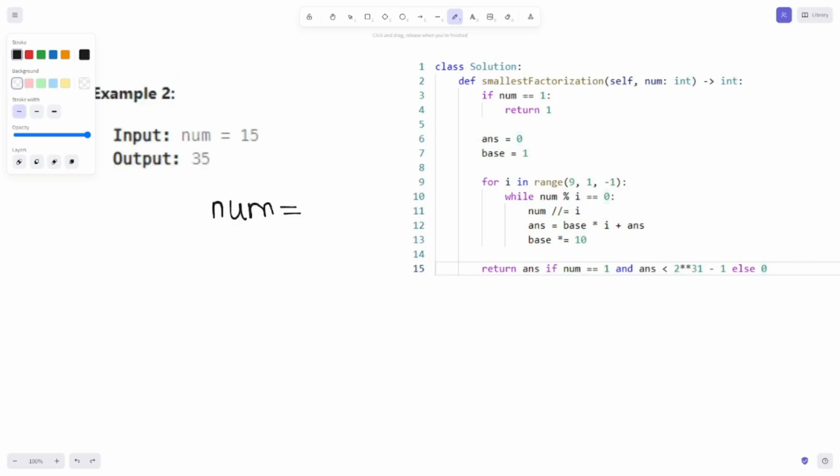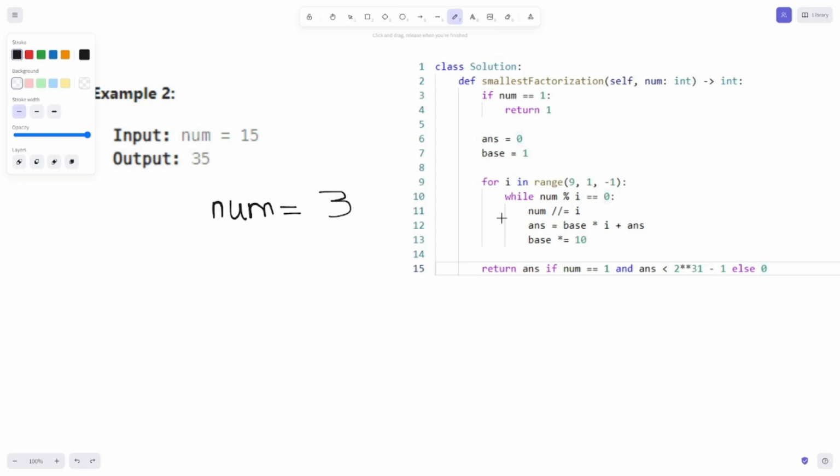Okay, in this second example, we have num is equal to 15. So we first loop then for I in range 9 down to 1, 9, 8, 7, 6, 5, 4, 3, 2, 1, while 15 modulus 9 is equal to 0. This is not true, so we start the loop again at 8 now. Is num modulus, so 15 modulus 8 is not equal to 0. Okay, so 15 modulus 7, nope. 15 modulus 6, nope. 15 modulus 5, that is equal to 0. So then num becomes 15 divided by 5. So 15 divided by 5 is 3.